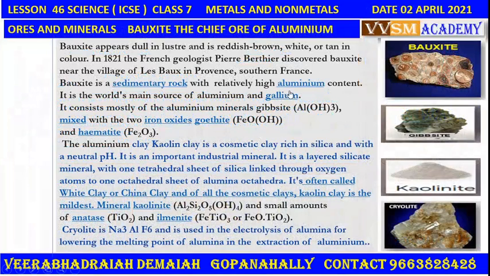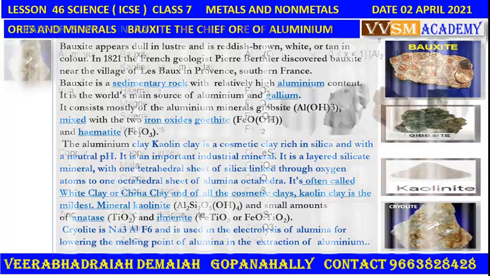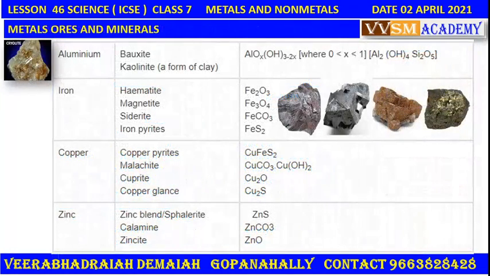Sedimentary, relatively high aluminium content. It is a cheap ore and the world's main source of aluminium and gallium. Bauxite is a very important material in industrial chemistry. Next, aluminium. Kaolin clay, cosmetic clay, rich in silica. And there are so many things here we have to learn. Coming to the iron ore.